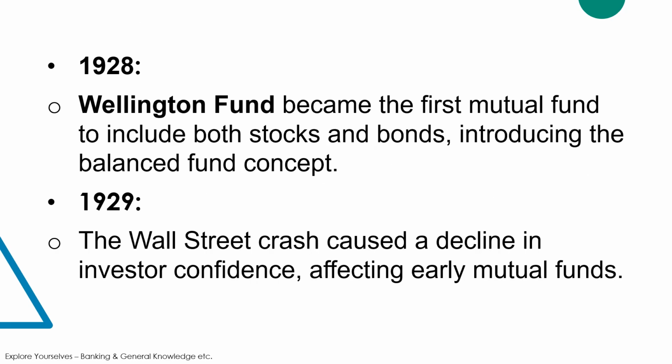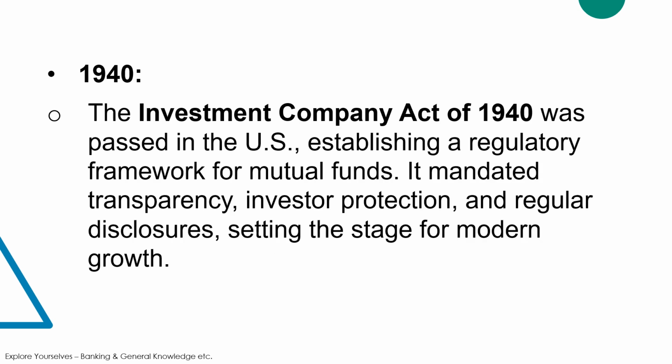1928, Wellington Fund became the first mutual fund to include both stocks and bonds, introducing the balanced fund concept. 1929, the Wall Street crash caused a decline in investors' confidence, affecting early mutual funds. 1940, the Investment Company Act of 1940 was passed in the US, establishing a regulatory framework for mutual funds. It mandated transparency, investor protections, and regular disclosures, setting the stage for modern growth.